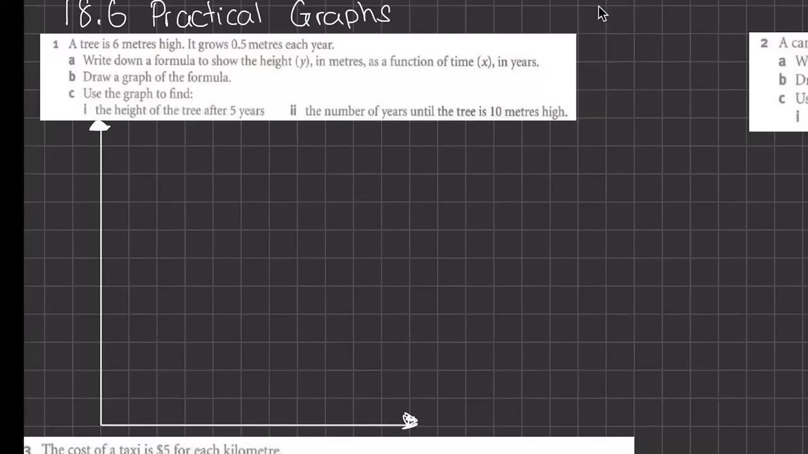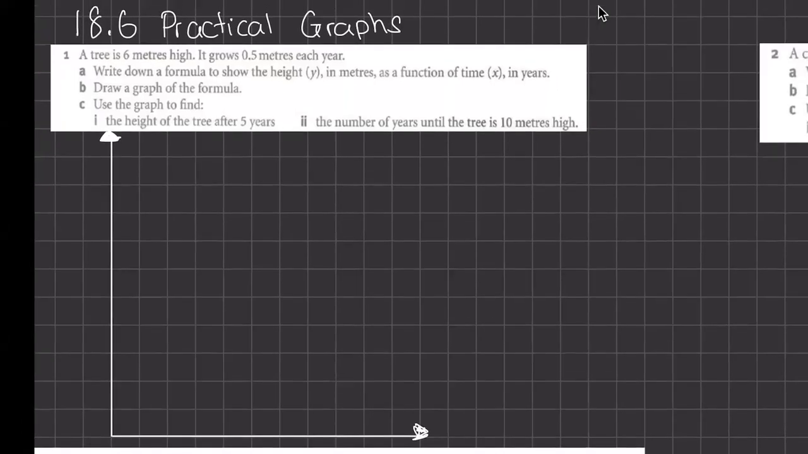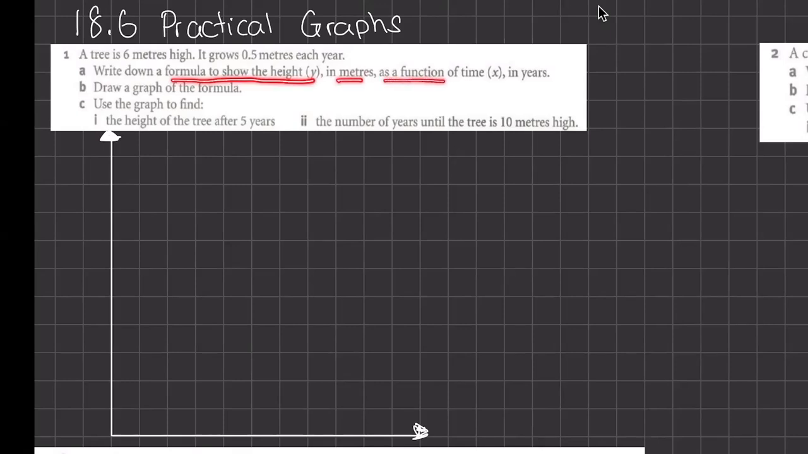And now looking at 18.6, we're talking about practical graphs. Okay, so this is your Coursebook 9. Let's look at number 1. A tree is 6 meters high, grows 0.5 meters each year. So now you need to write down a formula to show the height y in meters as a function of time x in years. So now we need to figure out what is the relationship between the height and years.